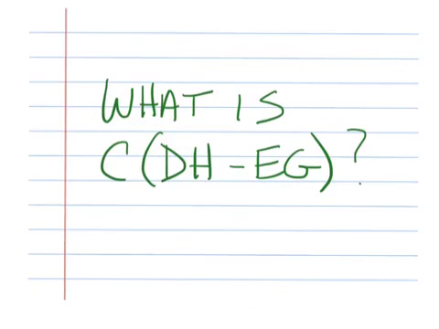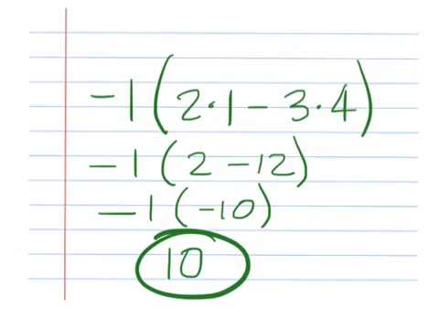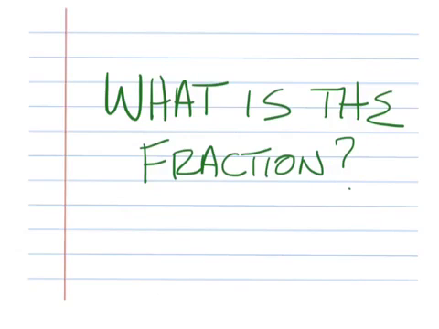What is C times the quantity DH minus EG? And the answer is 10. To get 10 for the third part of the denominator of the fraction, here is the work that comes from that. You're simply plugging in. Once you have all three answers, you put them in the denominator and do the evaluation on the bottom.